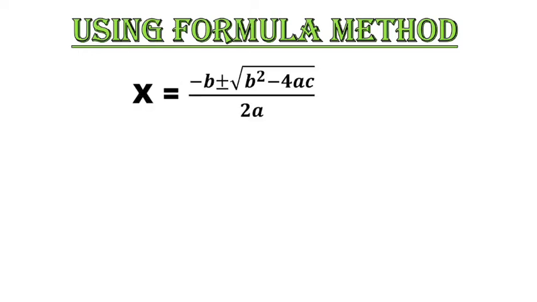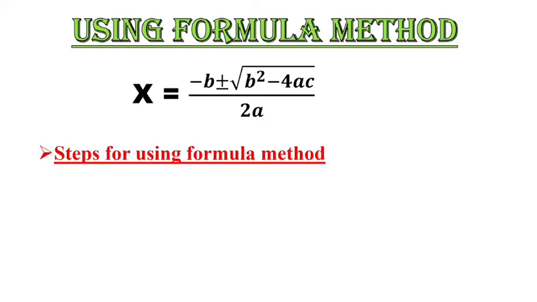Today, in this video, we are going to learn how to use the formula method. For using the formula method, the formula is x equal to minus b plus minus under root b square minus 4ac upon 2a. For using the formula method, the steps we have to follow.